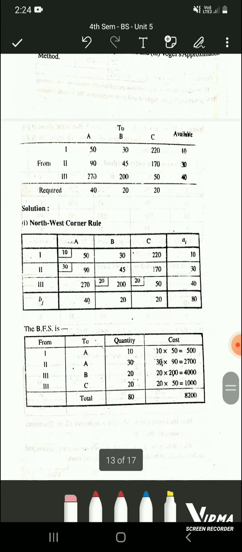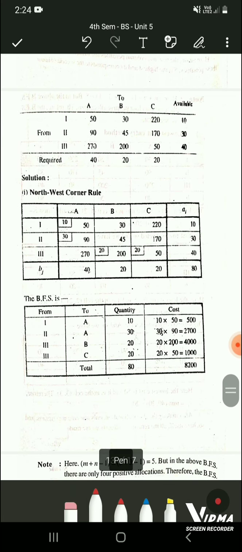So let us see the first method, that is northwest corner rule method. So what does this method say? In the first cell, which is towards the northwest cell, you have to make the allocation between the minimum value of Ai and Bj. So here among 10 and 40 the minimum value is 10, so in this box write 10. So this entire row availability is completed.